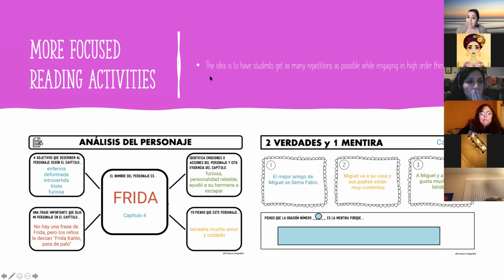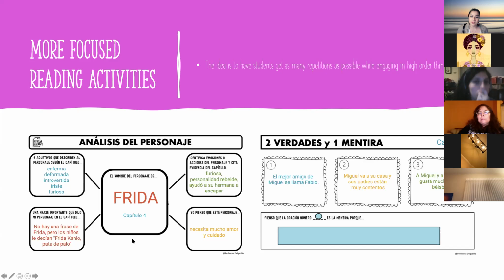And like I say, the idea is to have the students get as many repetitions as possible while engaging them in higher order thinking. So for example, something that students may do when they're reading a novel in English class is analyze the character. We can have them do that too. This is a template that I have, and you can use it over and over and over again. So if you can't buy the novel guide, you can use a template like this and have the students complete it.